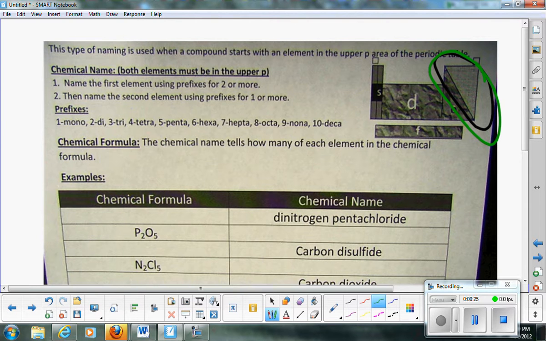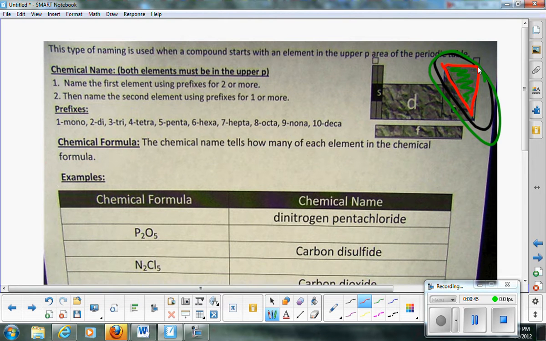Now, most kids, the biggest mistake, once they learn this type of naming, they think they can name everything this way. It only works in the non-metals, which is this part right here. Okay? It doesn't show up very well. Yeah, that little triangle right here. They both have to be in that area.